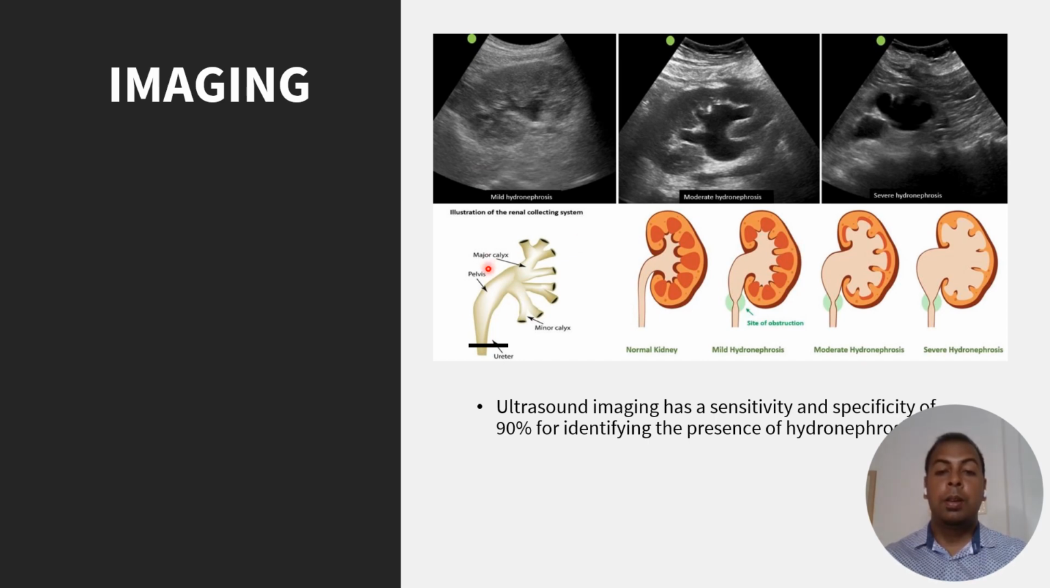You can see here the major calyx, the pelvis, and the ureters. There's different grades of severity: normal, mild, moderate, and severe. Ultrasound imaging has a sensitivity and specificity of 90% of identifying the presence of hydronephrosis. It has lesser risk to the patient, and it's a really safe way in which we could diagnose hydronephrosis.